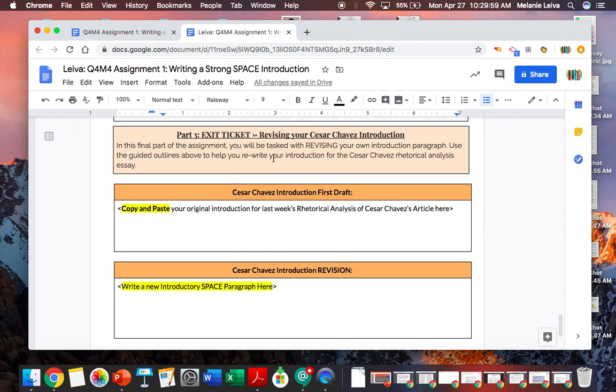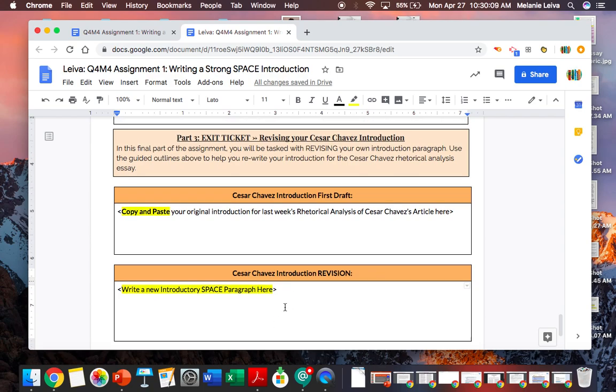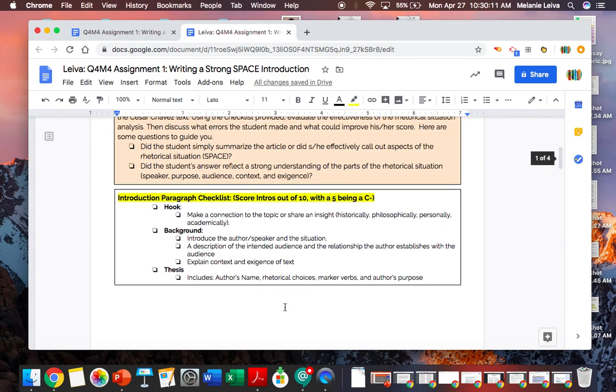And then the last part, your exit ticket, is that you're going to copy paste your original introduction from last week's Cesar Chavez rhetorical analysis, and you're going to rewrite the paragraph in a better way in the second part. Okay, so let's start with the student example.